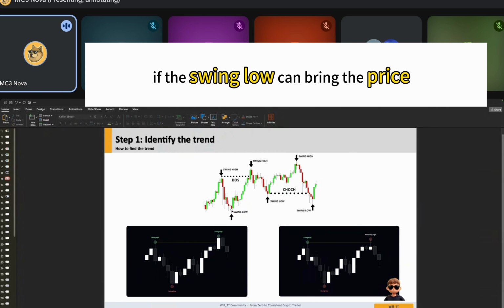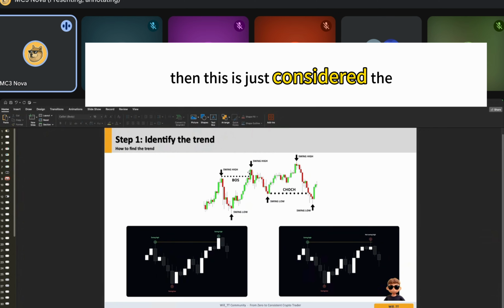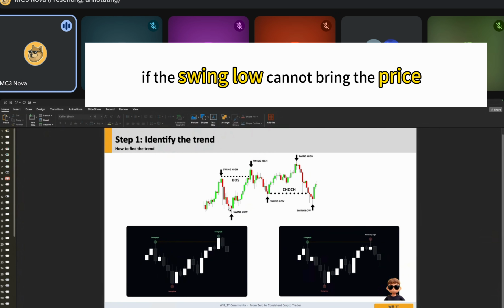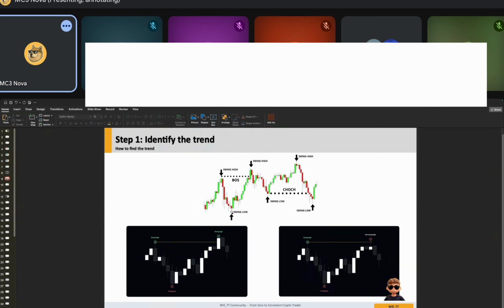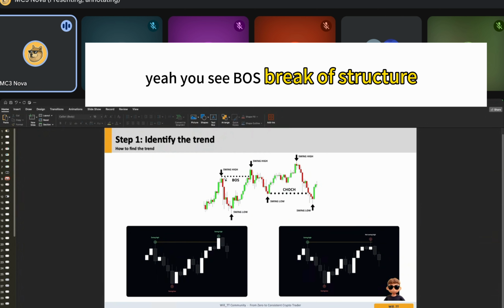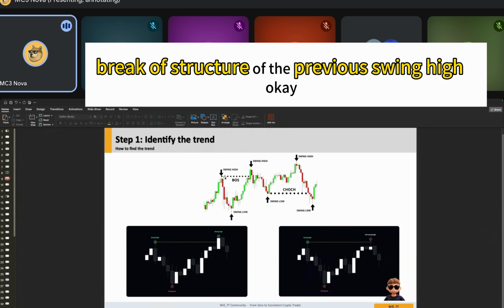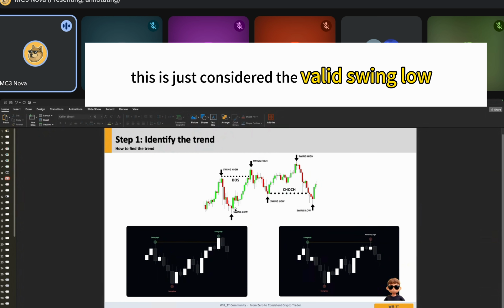If the swing low can bring the price to break the previous swing high, then this is considered a valid swing low. If the swing low cannot bring the price to break the previous swing high, it is not considered a swing low. You see, BOS, break of structure. When the swing low brings the price to break the structure of the previous swing high, it creates another swing high, and then this is considered the valid swing low, guys.